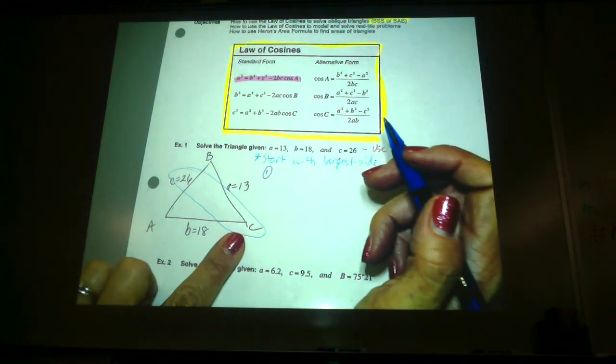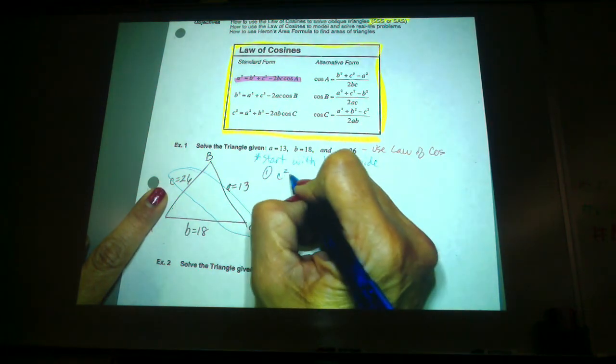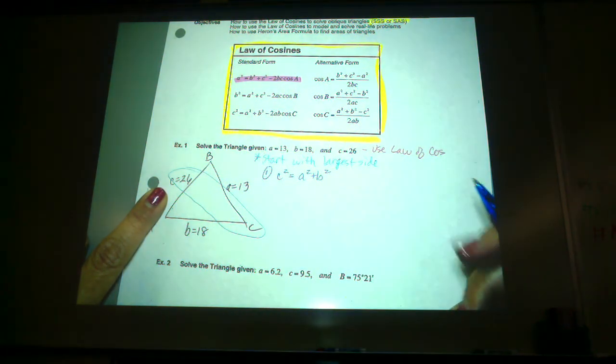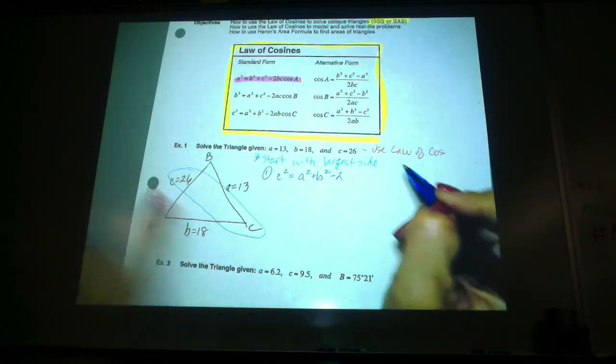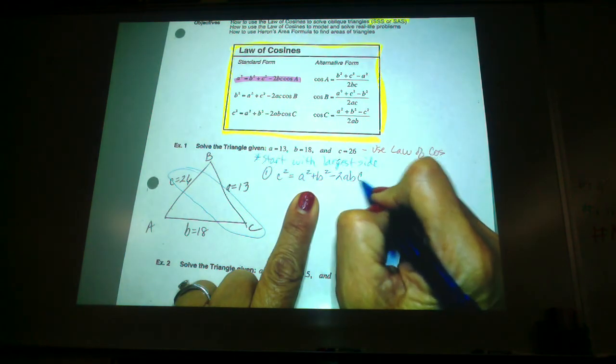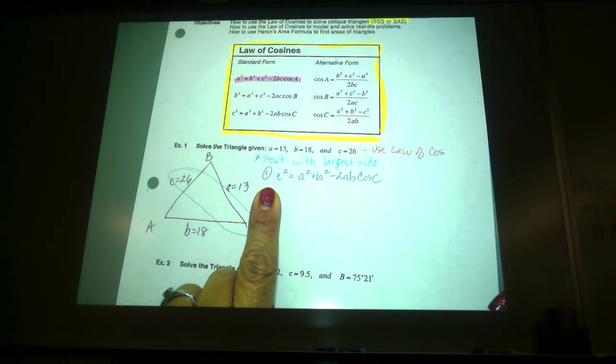I'm finding angle C, so I'm going to put C squared by itself on one side. The other two sides, A and B, get squared and added together. Then minus 2 times these two sides multiplied together. And then the cosine of the angle that's on the other side by itself.